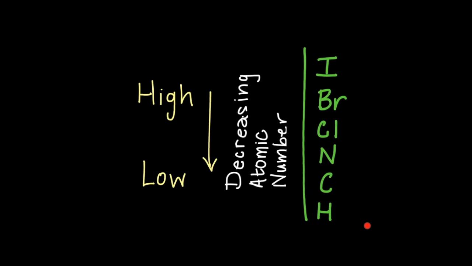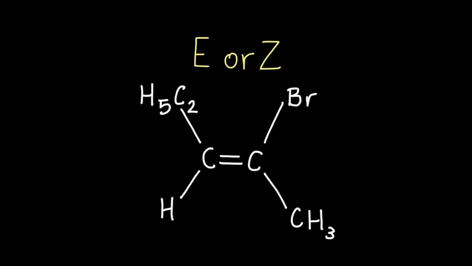It's important to remember that the priority of a group is designated based on its atomic number. Can you determine if this isomer is the E conformation or the Z conformation?